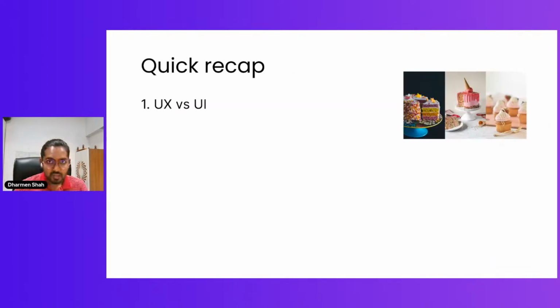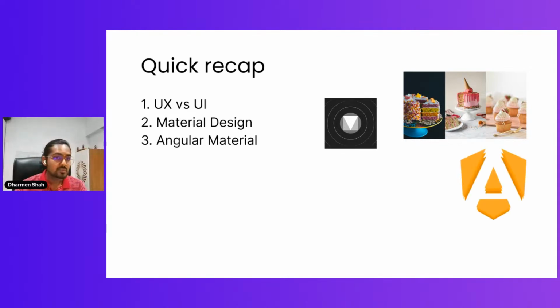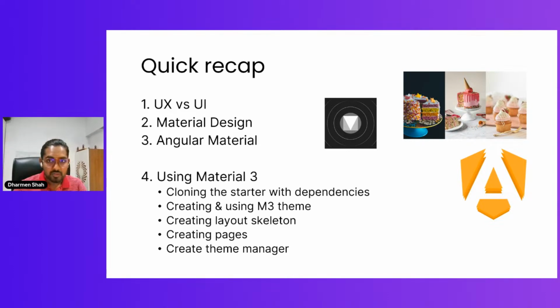Okay, so quick recap: we started with UX versus UI. Then we briefly looked into what is material design, not in depth, but a brief overview. Then we understood what is Angular Material. They follow material design guidelines and they provide Angular components. And we did a whole live coding exercise where we used Angular Material and applied the Material 3 theme to our application. And we also saw how to apply a dark theme variant. Yep, I think that's it.